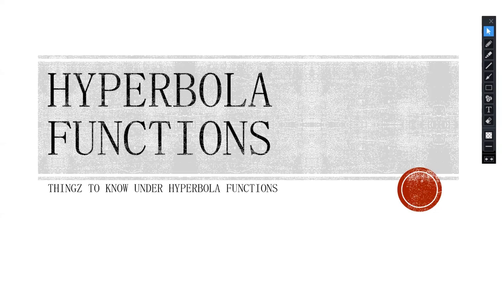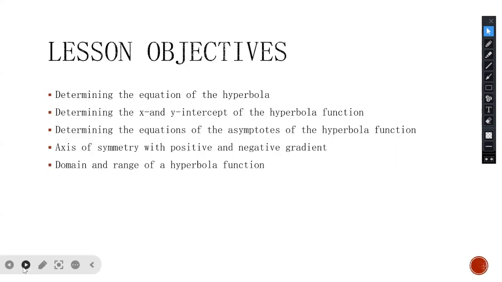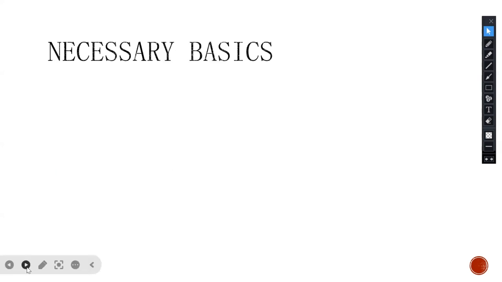In today's lesson, we're going to be looking at hyperbola functions, all the things that you need to know under the hyperbola functions. And then we have lesson objectives. By the end of the lesson, you should be able to determine the equation of the hyperbola. You should be able to determine the x and y intercept of the hyperbola function. You should be able to determine the equations of the asymptotes of the hyperbola function. And then you should be able to find the axis of symmetry with the positive and negative gradient, and also be able to discuss the domain and range of a hyperbola function. So without any further ado, let's just get right down to the business of the day.